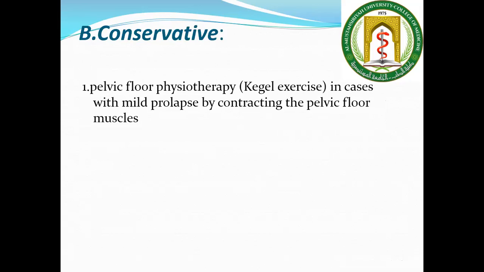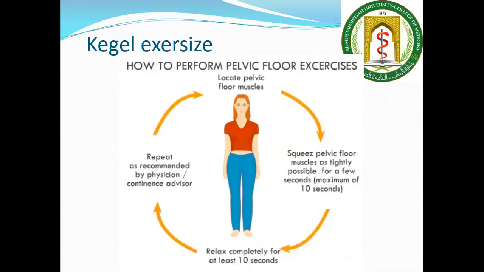So first, general measures. Second is the conservative measures. Pelvic floor physiotherapy, we call it the Kegel exercise. In cases of mild prolapse, we ask the patient to contract her pelvic floor muscles. First, locate the pelvic floor muscles. These are the muscles which prevent passing urine and flatus. Ask the patient to squeeze them frequently to start with for a short time, for a few seconds. Relax for a few seconds, 10 seconds, and then repeat gradually.